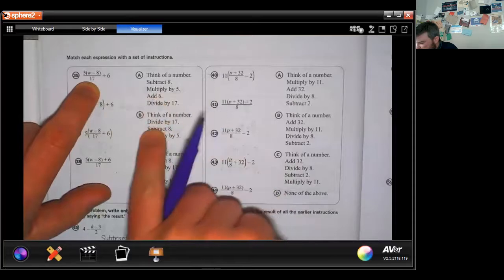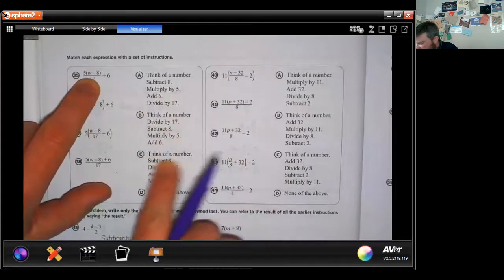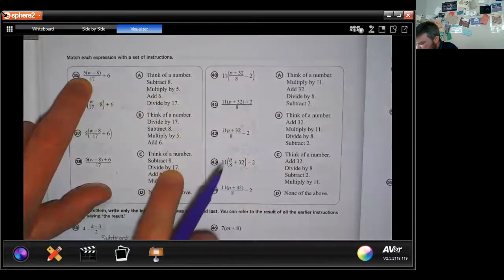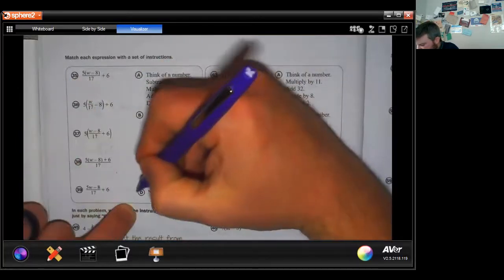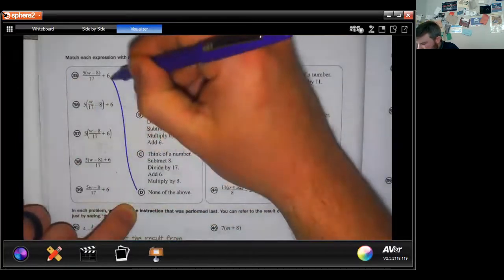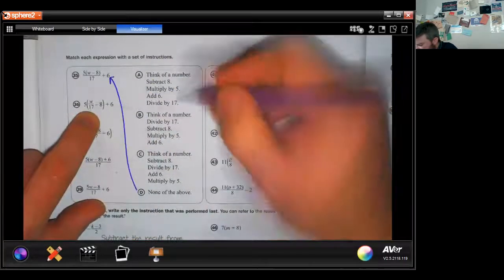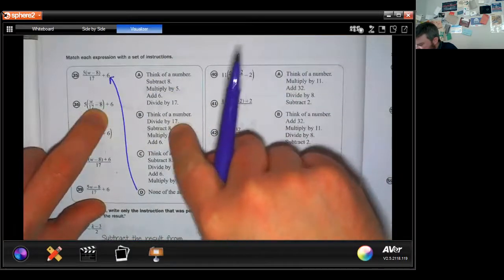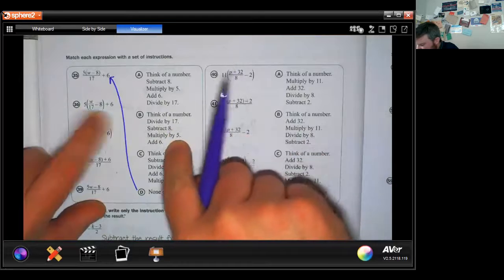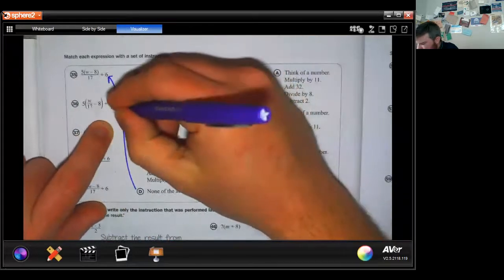Think of a number, divide by 17. No. Think of a number, subtract 8. Yeah. Multiply by 5. No. So this one must be D. Think of a number, divide by 17. Subtract 8. Multiply by 5. Add 6. So this one is B.